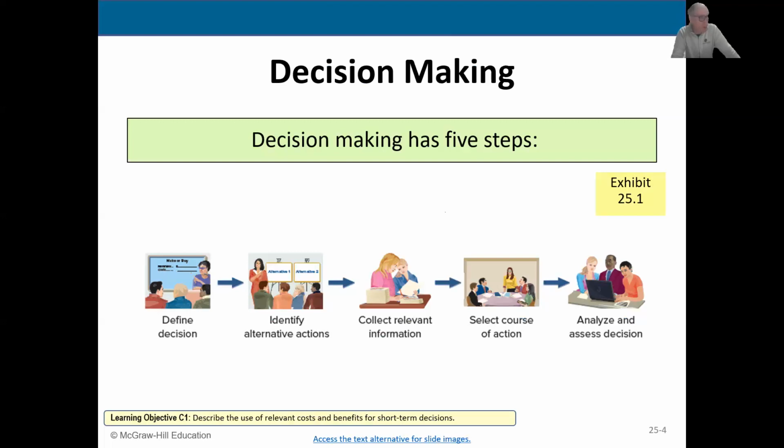And then once we've made the selection, we put it into implementation, we execute on that decision, and then we analyze and assess it. Did we make the right decision? We go through that process, right? This is the decision-making process, the 5 steps.